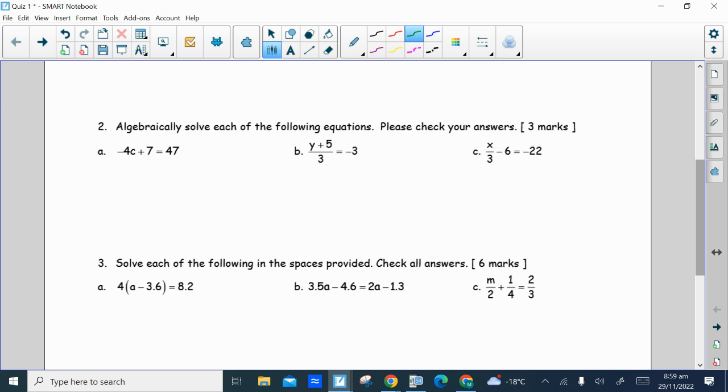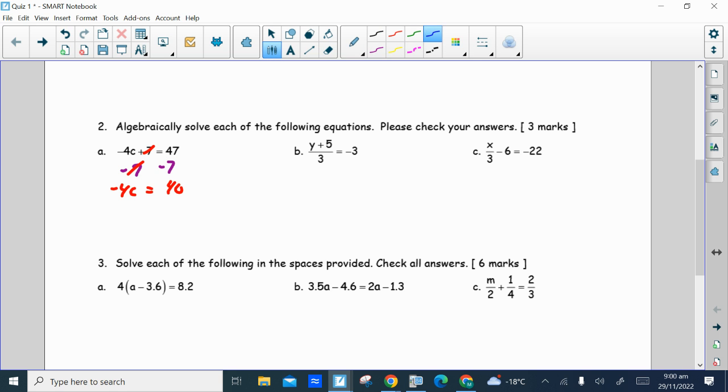These next ones are two-step equations. Question A, the first thing you would do is subtract 7 from both sides. On the left, the 7's cancel. You're left with negative 4c equaling 47 take away 7, which is 40.